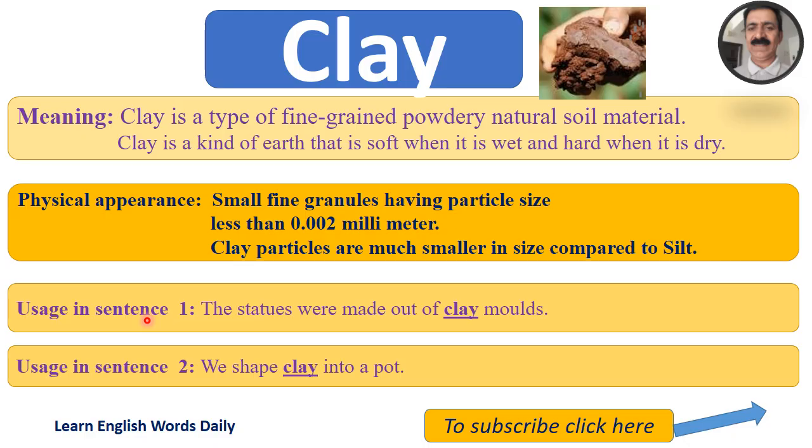Now let us see how we can frame sentences by using the word clay. Sentence 1. The statues were made out of clay molds. Second sentence. We shape clay into a pot. Dear friends, now you have got a clear understanding of the terms sand, silt and clay. Now let us proceed further and try to learn the word soil.